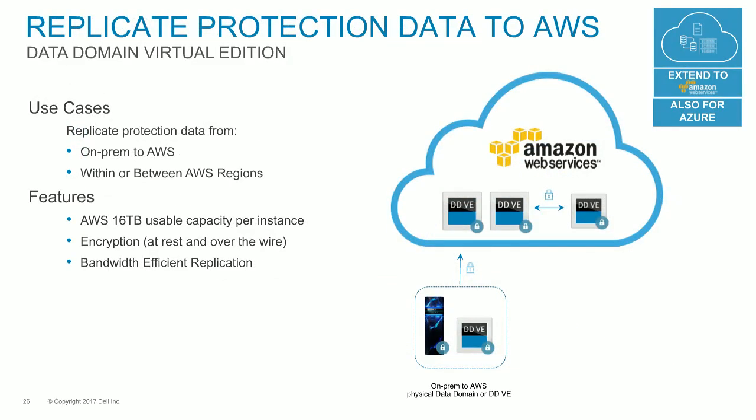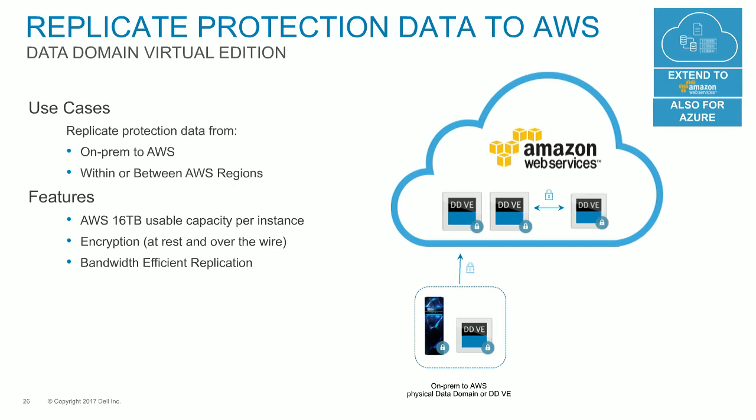Replication. Again, replication from Data Domain to Data Domain is something quite common. What about replicating from a physical Data Domain to a virtual Data Domain in the cloud? Again, there's a limit here of 16 terabytes if you're using AWS per instance, but that doesn't stop you spinning up multiple instances. And we have the ability to encrypt over the wire and encrypt at rest. So the data here is being pushed, it can be totally encrypted.